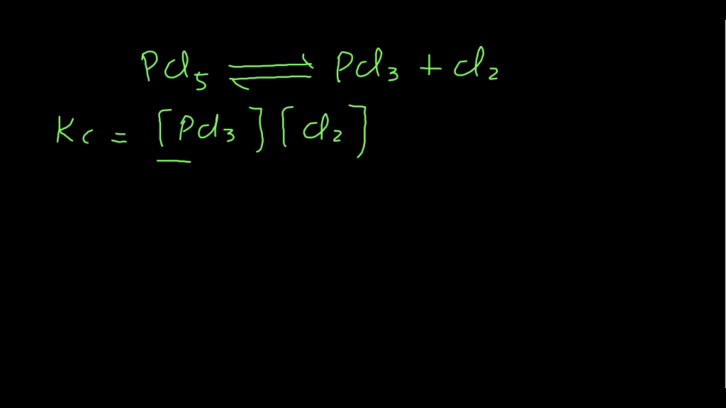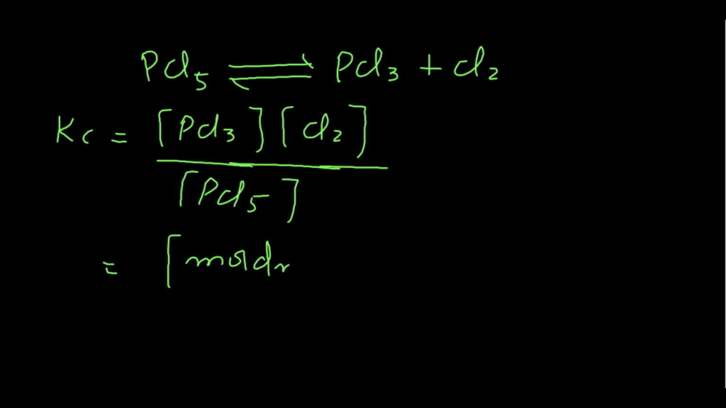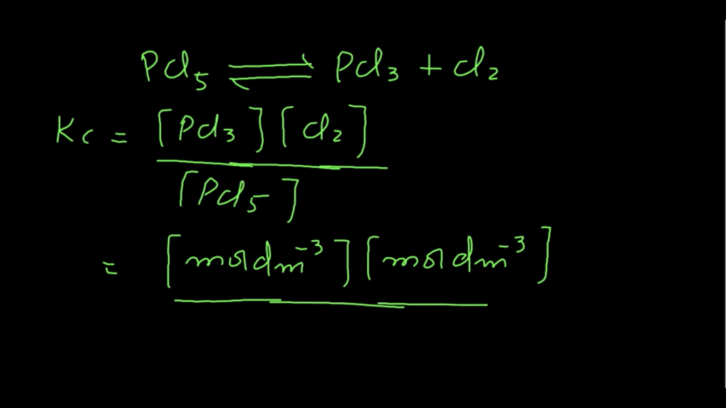over the reactant in this equation, phosphorus pentachloride, PCl5. Now we write the concentration unit of reactants as well as products in terms of moles per cubic decimeter. So we write their units, that is Kc is equal to mole per cubic decimeter into mole per cubic decimeter over mole per cubic decimeter, right students.